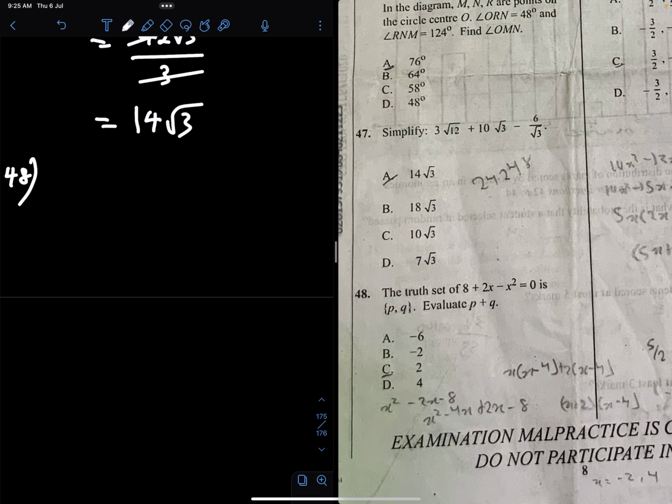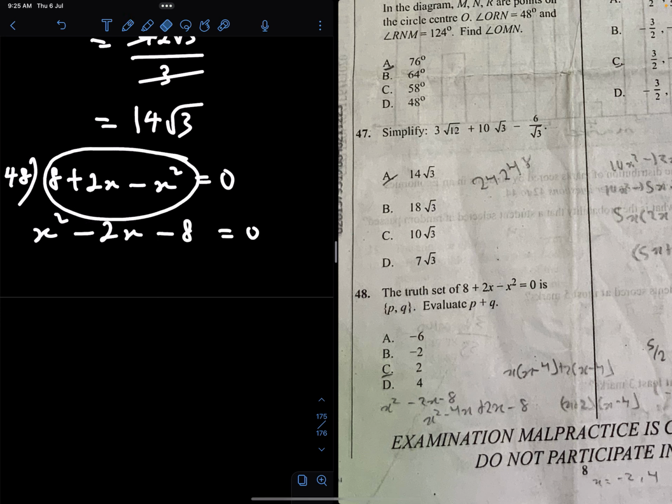48. What's 48? The truth set of 8 plus 2x minus x squared equals 0 is PQ. Evaluate P plus Q. Okay, that simply means let's solve this equation and the solutions will be PQ. So how do we do that? I can rewrite the equation as x squared minus 2x minus 8 equals 0 by taking everything on the left hand side to the right hand side.